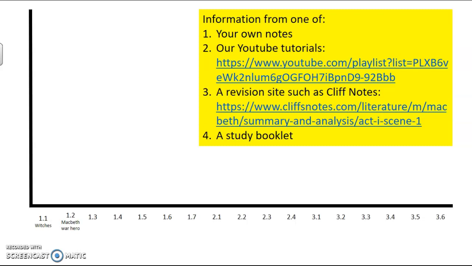So literally your summaries can be mega short like this. 1.1, meaning Act 1, Scene 1, Witches. 1.2, Act 1, Scene 2, Macbeth, War Hero. Right, this will probably take you 10 minutes, I would say, to get all your really fast summaries done. When you're done, click back here and let's continue with the lesson.